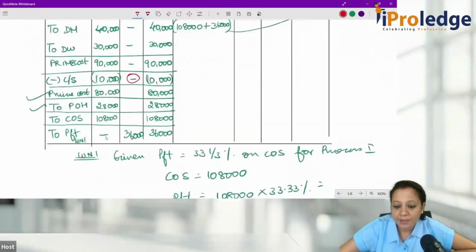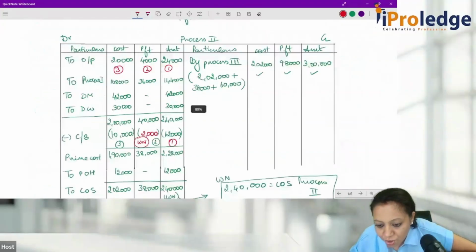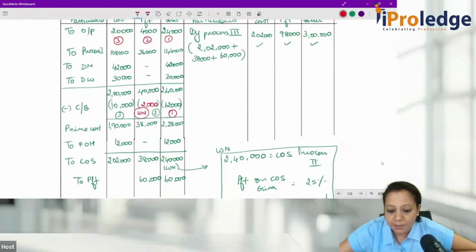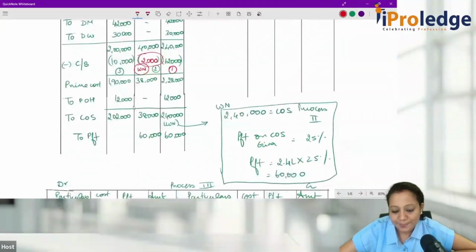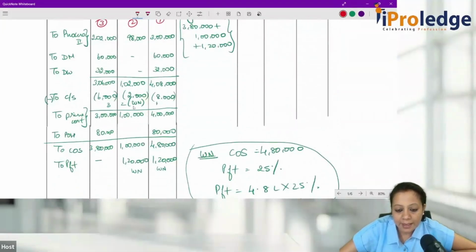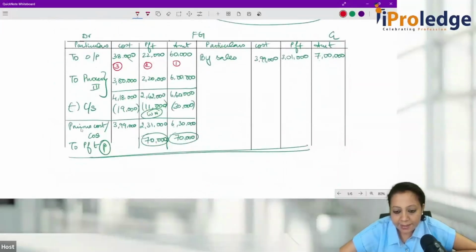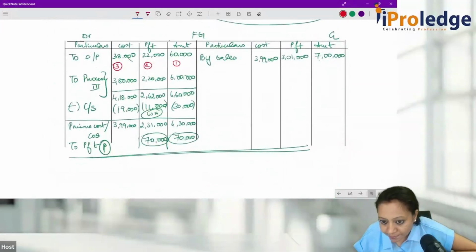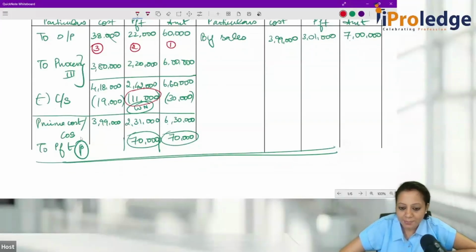For the second process, I will zoom in and show you so that you can see the entire problem in one go. Here it is going to be 2,000. Again, here it is going to be 2,000. I hope everybody is able to see. And here it is going to be 11,000. Correct, everyone? Yes, ma'am.